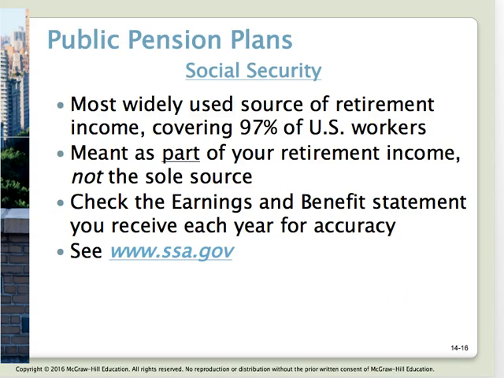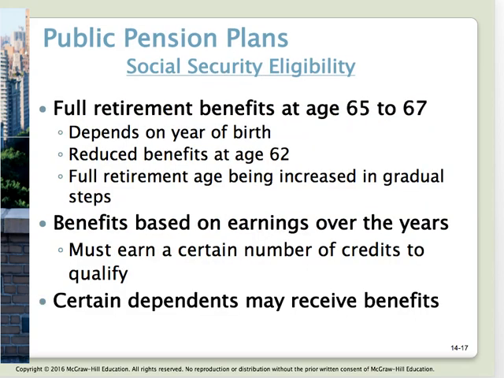Number 2, public pension plans. We'll look at Social Security, and Social Security is the most widely used source of retirement income, and it covers 97% of all U.S. workers. It is meant to be a part of your retirement income and not your only source. You can check to see how much money has been put back at any time through the Social Security Administration's website. It'll tell you if you qualified for Social Security, and if so, what will be your contribution at different ages. So full retirement, depending on when you were born, is usually between the ages of 65 and 67. I know for me, full retirement is actually almost 68.